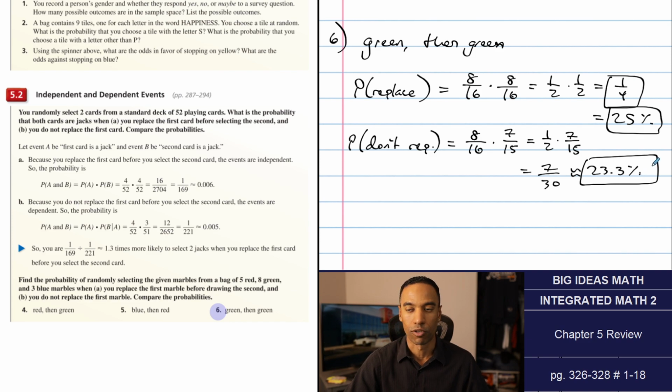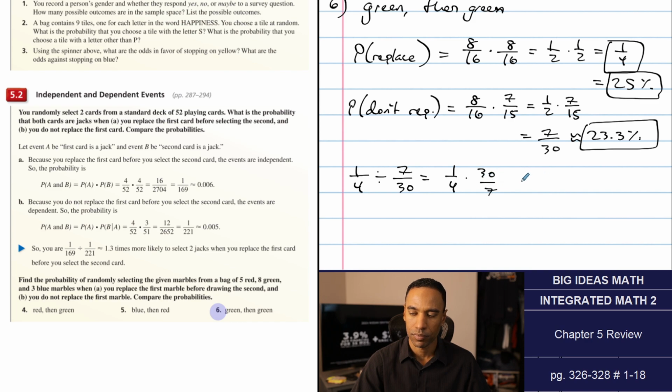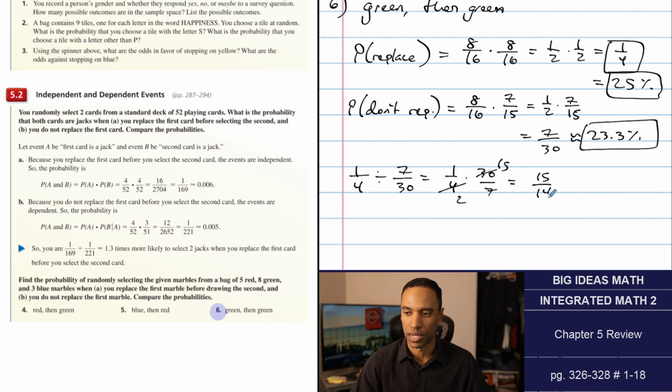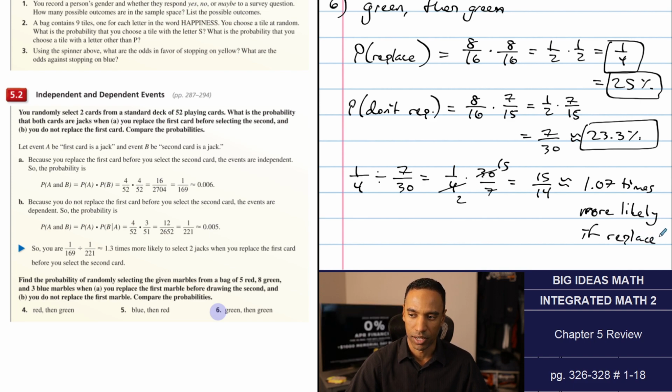3 repeating, of course. So let's do 1/4 divided by 7 out of 30, which is 1/4 times 30 over 7. 30 reduces to 15 over 2, and that becomes 15 over 14. 15 over 14, it's a little more than 1.07. Well, it's still 1.07 about. It's 1.07 times more likely if you replace it, meaning to get that probability.